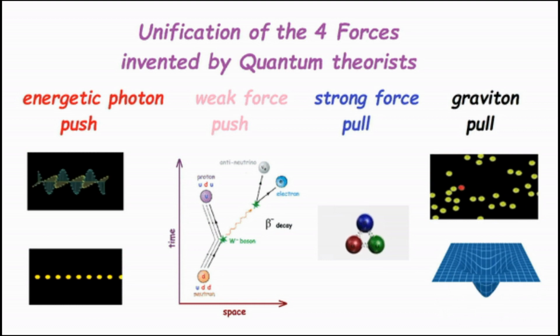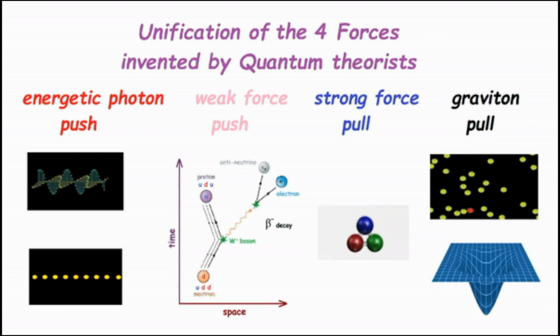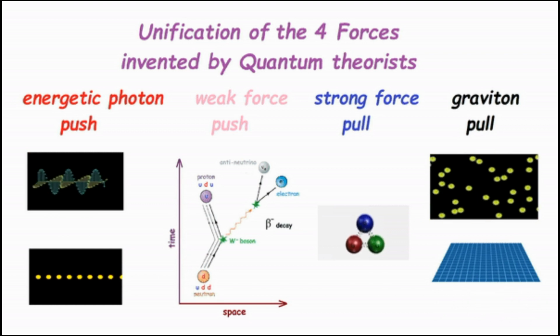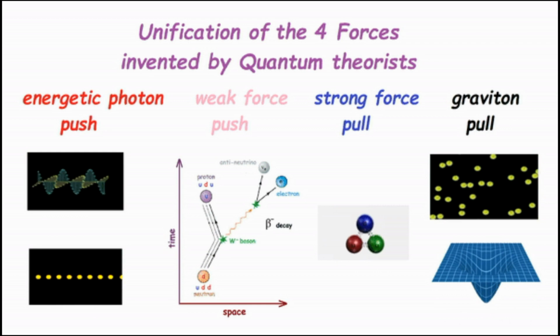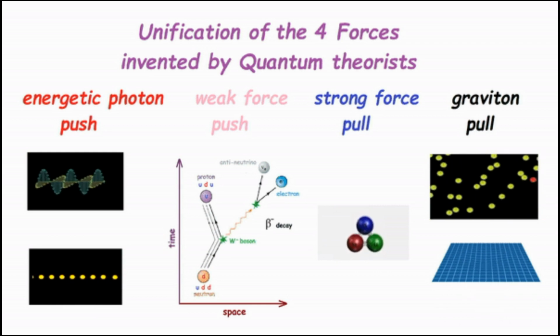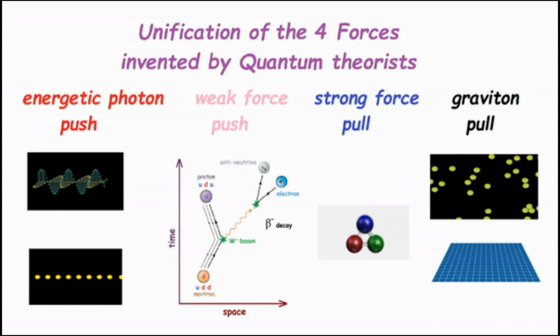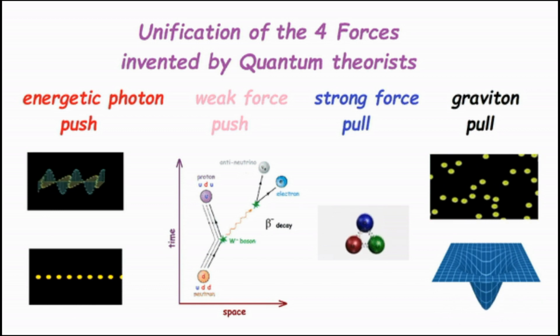You've got the photon and the weak force, and on the right you have pull forces, the gluon and the graviton. And yes, it gets complicated, because the photon goes back and forth between being a wave and a particle, a stream of particles. The gluon is a little bed spring there.